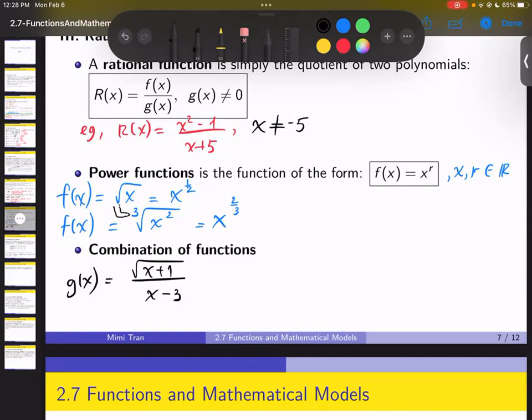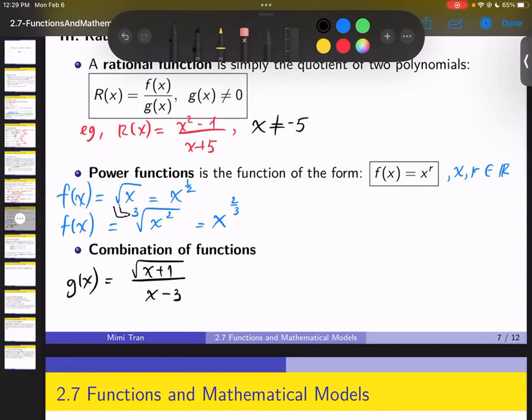Do you guys remember how I do domain for this function? If I have something like this on the final, you know they have something like this on the final every year, never failed. Find the domain of the function. What is the domain? Well, tell me one thing that you know. X cannot be 3, right? That's one thing you know. What else?